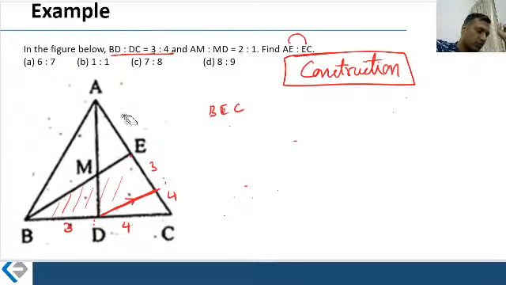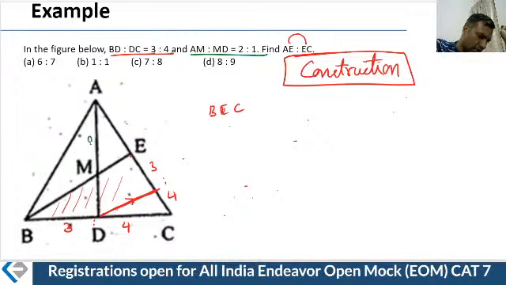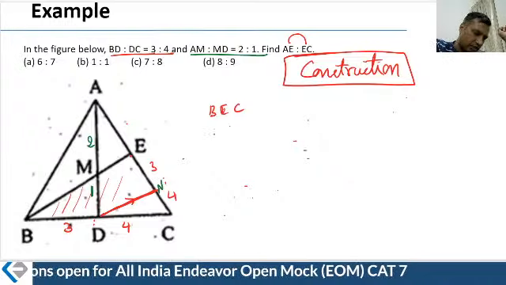Next one. Now listen to me. Go to the next point here. AM and MD are in the ratio 2:1. Here he's saying that AM and MD are in the ratio 2:1. This is 2 and this is 1. Again, apply the basic proportionality theorem on which triangle, friends? Now let me call this point N.